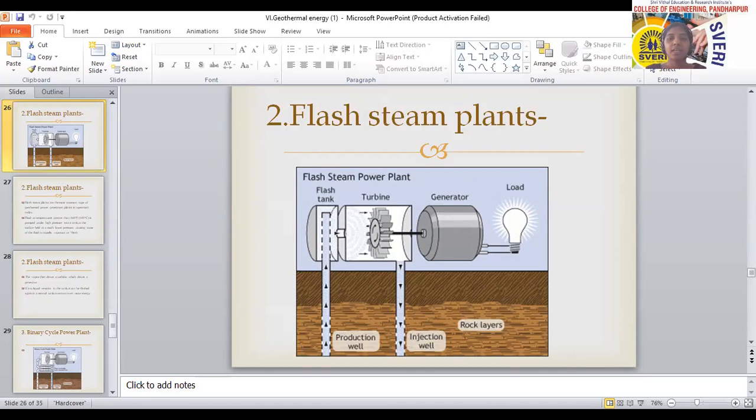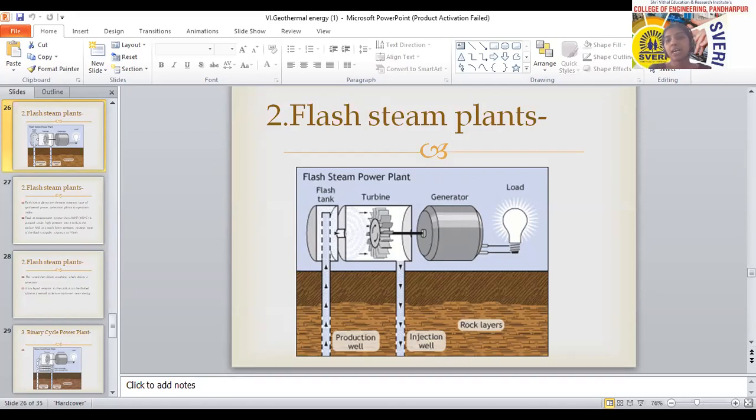The turbine transfers the mechanical energy to the generator, and that generator converts the mechanical energy into electrical energy. Whatever amount of electricity is generated should be used for running the load. So the only difference here is that a flash tank is connected, and the steam coming from that flash tank is used for running, or rotating, the turbine.